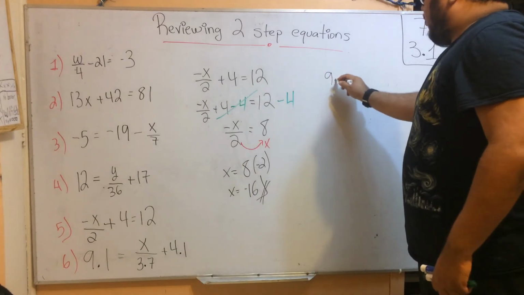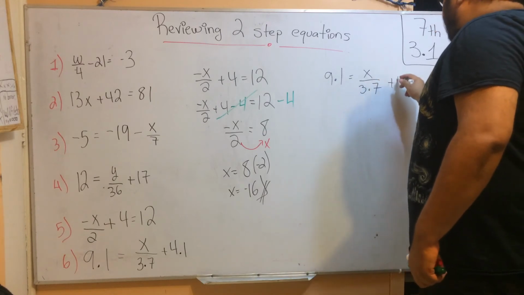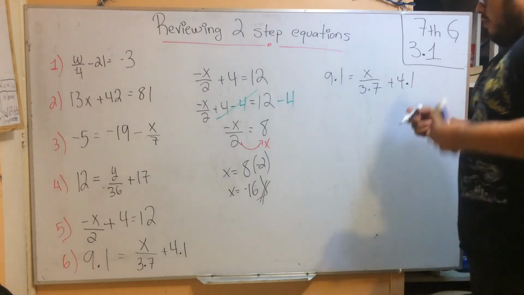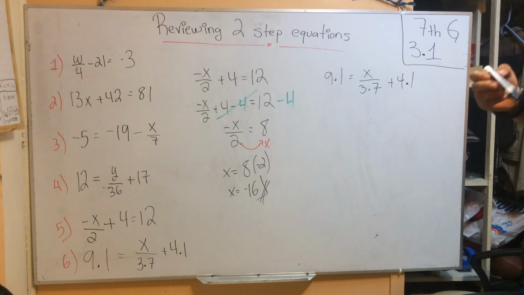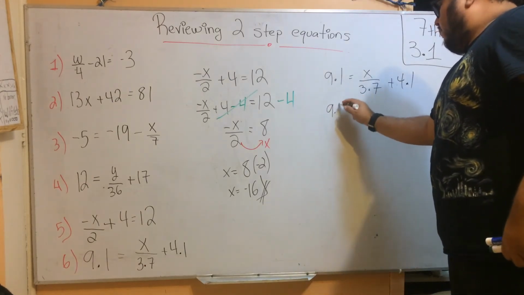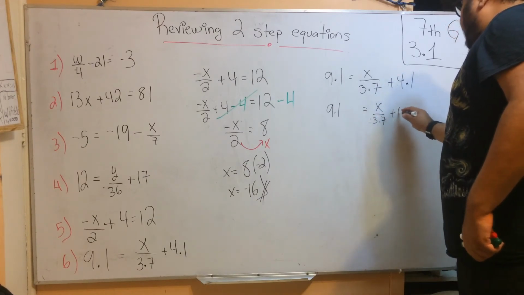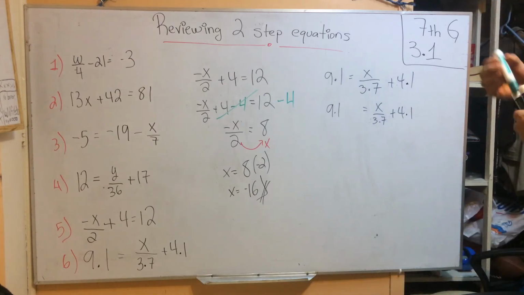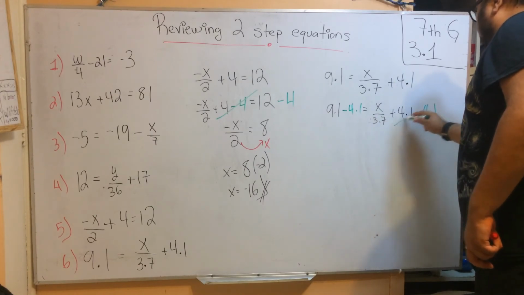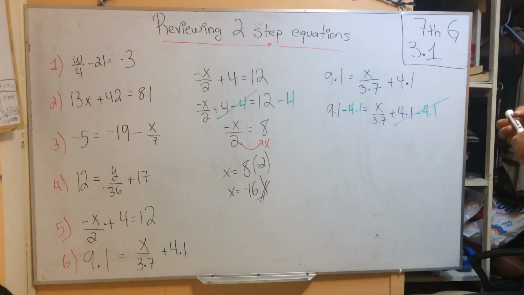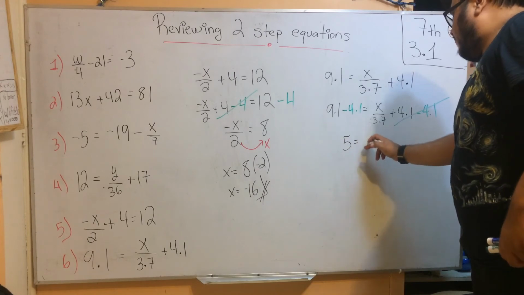Number 6 says 9.1 equals x over 3.7 plus 4.1. Okay, so the first thing we need to do is eliminate 4.1. Okay, so we copy 9.1 equals x over 3.7 plus 4.1. Okay, and we're going to subtract 4.1 on this side and 4.1 on this side so that this one becomes 0. Okay, 9.1 minus 4.1 is 5.